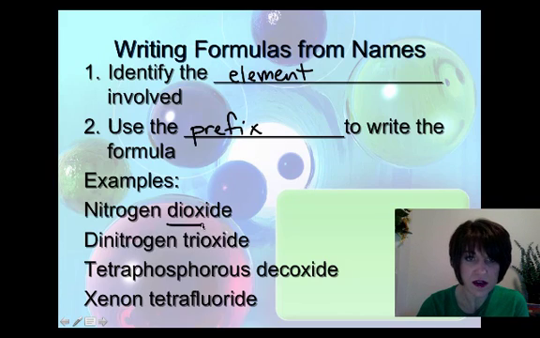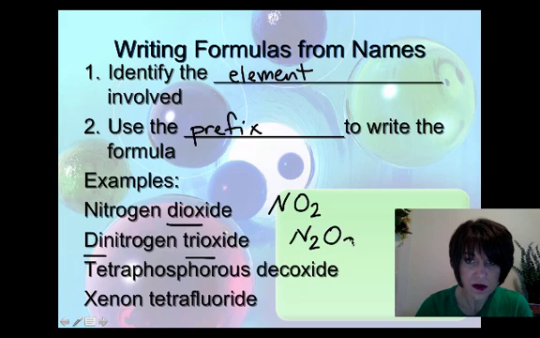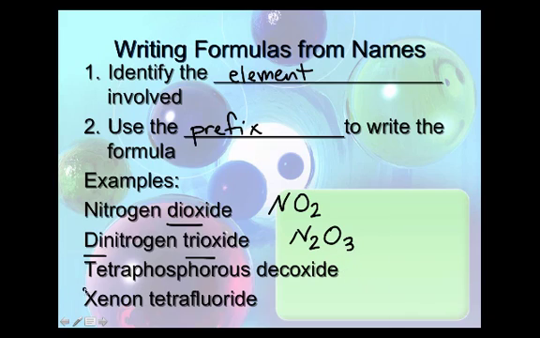Nitrogen dioxide, di stands for 2. So with my nitrogen, I'm going to need 2 oxygens. The next one says dinitrogen trioxide. So di means 2 nitrogens, and then tri means 3 oxygens. So 2 nitrogens with 3 oxygens. Oh, here's one, tetraphosphorus decoxide. Tetra is 4, so 4 phosphoruses, and then decoxide, deca is 10, so I need 10 oxygens with my phosphorus.